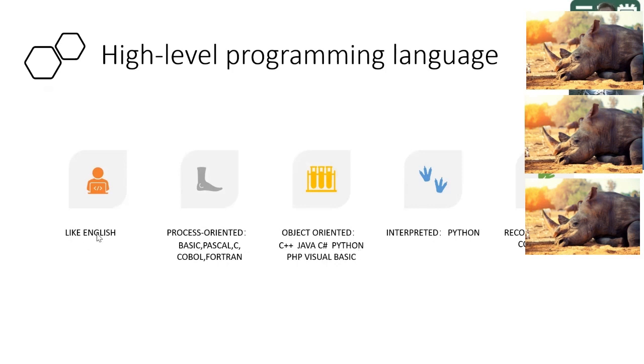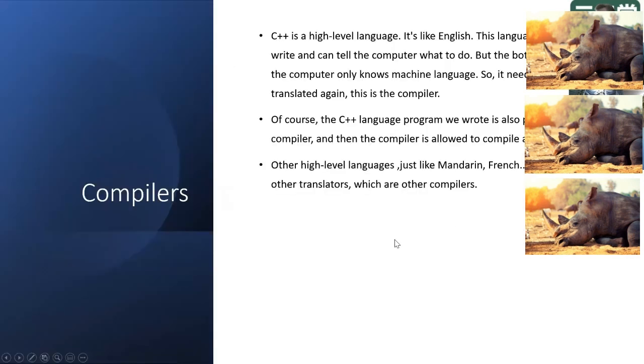Okay, all these high-level programming languages are English style, right? If you learn some languages, you know, it's something like English, but more simple than English, right? Okay, so we learn this, that's enough. So what is a compiler? A compiler is what? It is a translator. Okay, it is a translator.